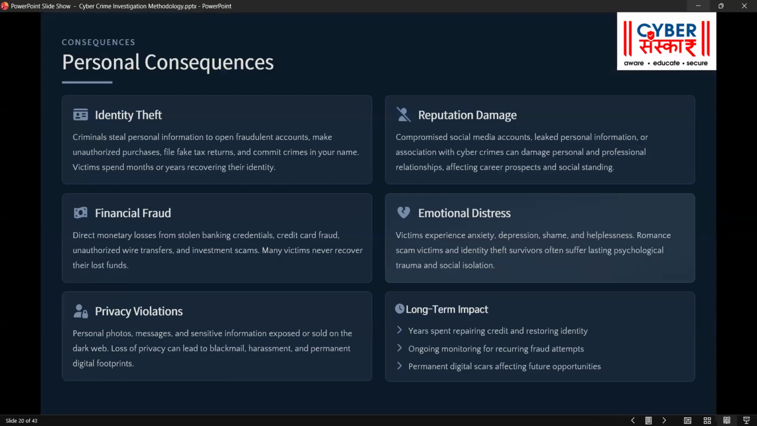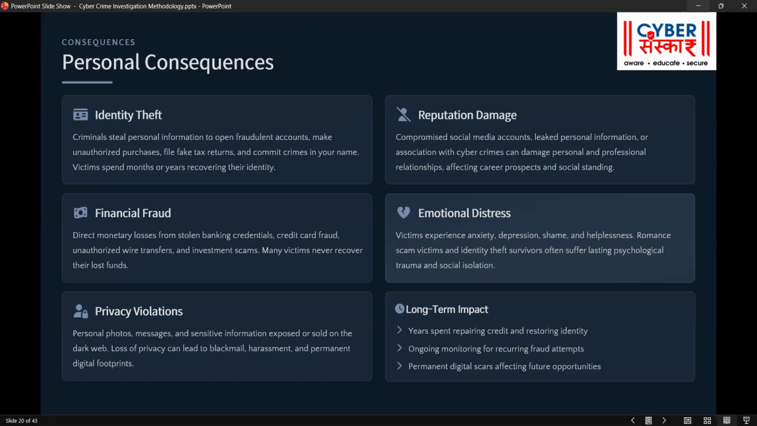Personal consequences: identity theft, where all your personal information is open to fraudulent accounts, unauthorized purchases, fake tax returns, and crimes committed in your name. I tell you, this is happening maximum in India. So you must be very careful while submitting your income tax returns, keeping full account of your money in the bank, and keep an eye on various transactions.